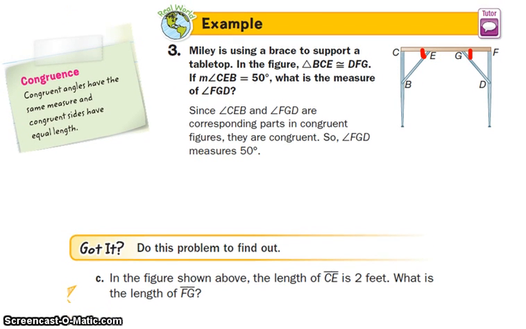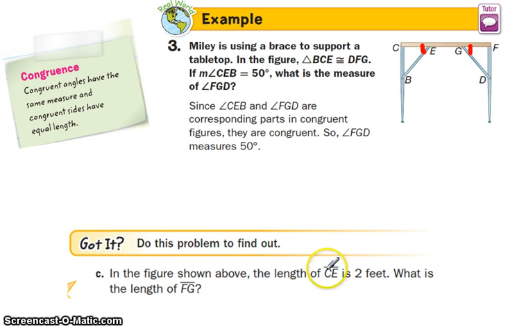Same thing with your got it problem. If CE is 2 feet, here's CE. If this is 2, what is the length of FG? Well, if this is 2, then this has got to be 2. They're congruent. They're same shape, same size. So if this is 2, this has got to be 2.